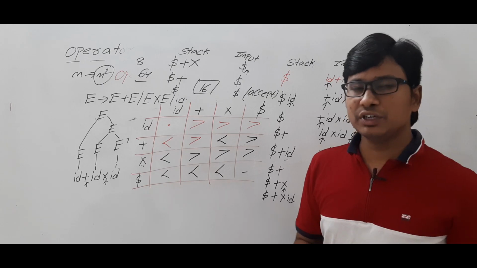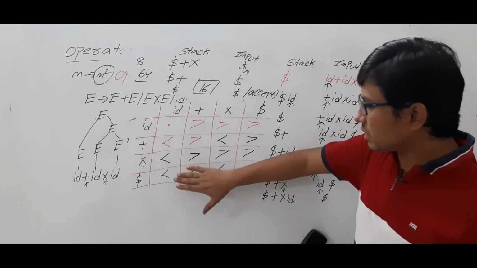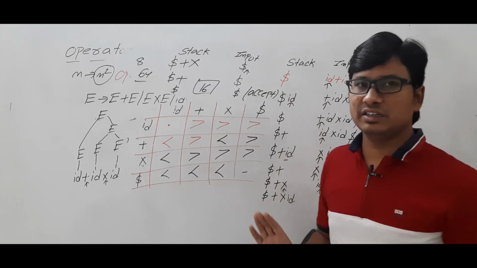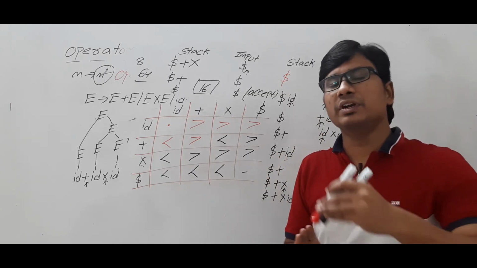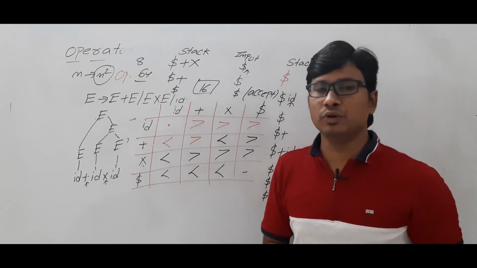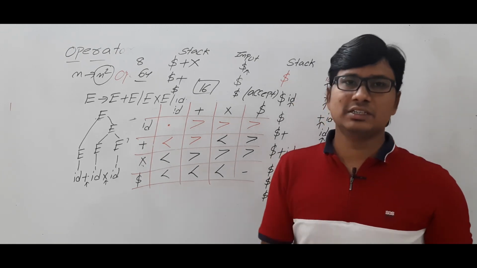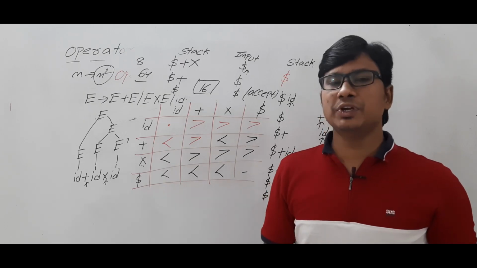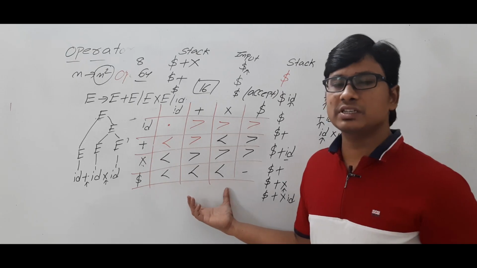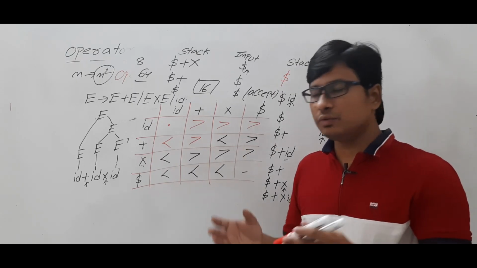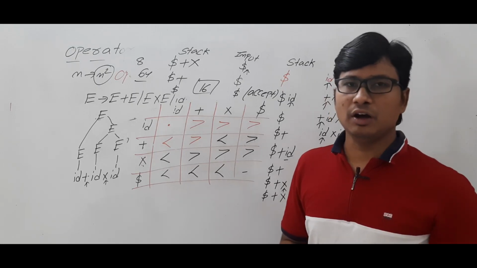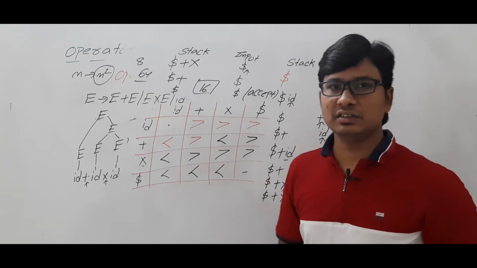So in the next video, I will discuss how to convert this operator relation table into a functional table. We'll call it the operator function table. That will require less space, because the problem with the operator relation table is that it consumes more space. So we will convert this operator relation table into an equivalent function table. How we should do it, I will discuss in the next video.